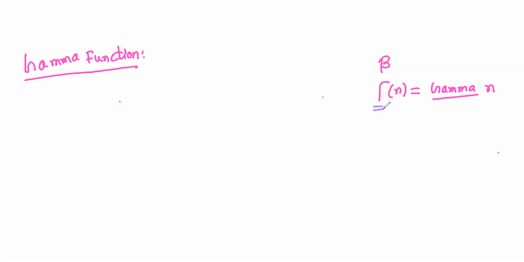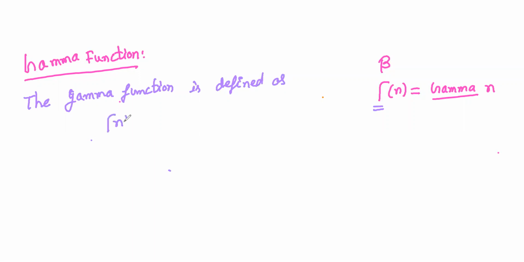So the gamma function is defined as gamma n is equal to the integral from 0 to infinity of e raised to minus x, x raised to n minus 1 dx, where n is greater than 0.